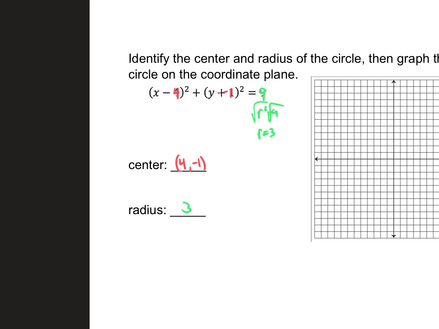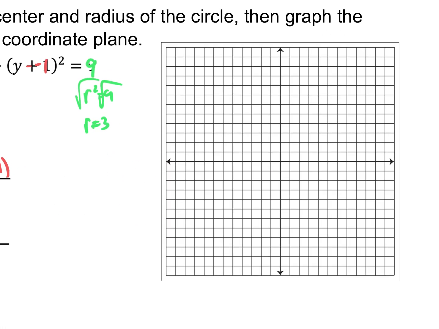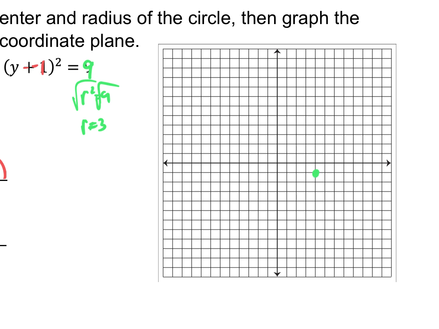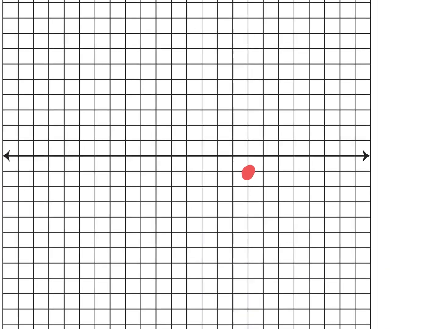So go find it on the graph. 4, negative 1. And we use the radius of 3 to count off in each direction to help us graph. 1, 2, 3 in each direction. And draw your circle.